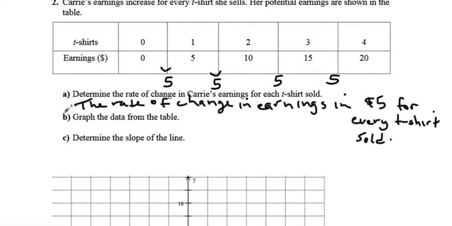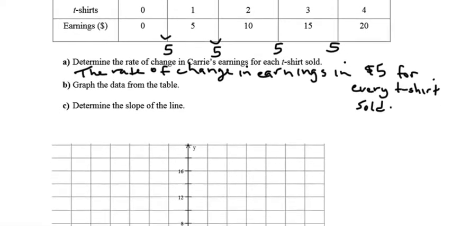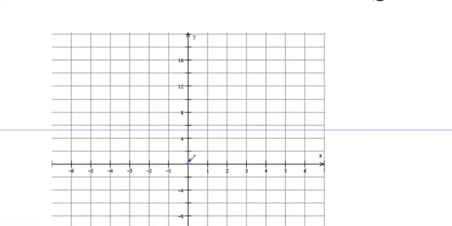So it says graph the data from the table and then determine the slope of the line. So 1, 2, 3, 4, and then 0. Okay, so 0, 0. Got the point 0, 0. Got the point 1, 5. Now my scale is kind of funny because this is 6, so I'll go halfway between 4 and 6. So 1, 5, 2, 10, 3, 15, so 12, 14, 15, about there, and 4, 20, 16, 18.